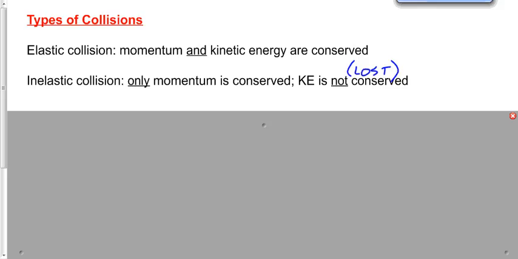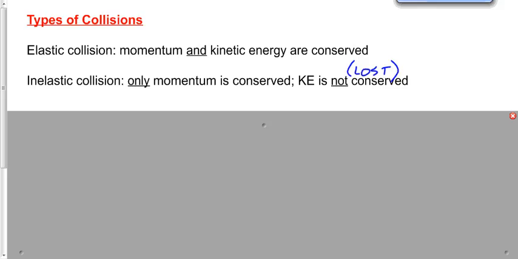Okay, there's a good way to help distinguish. If two objects stick together, it must be inelastic. Kinetic energy will be lost every single time two objects stick together. But if two objects bounce apart, it could still be inelastic, or it could be elastic. So if you see a collision in which two objects bounce apart, you don't know whether it's elastic or inelastic. It could be either one. If you see a collision where they stick together, you know it's got to be inelastic.